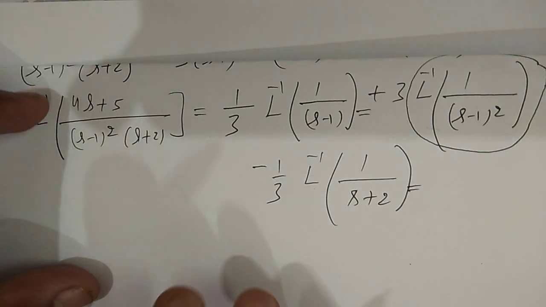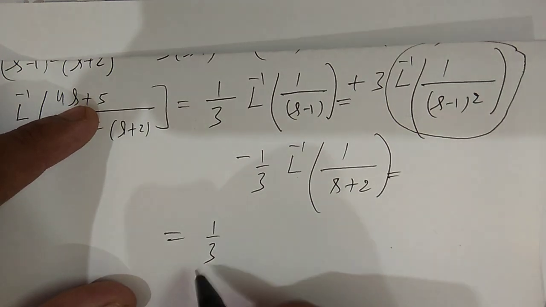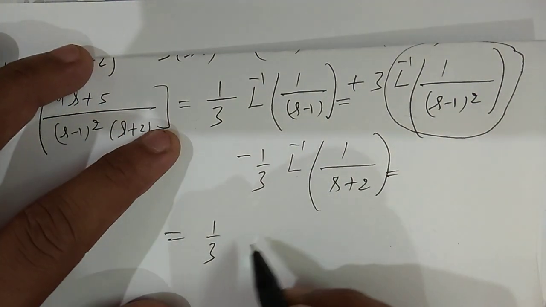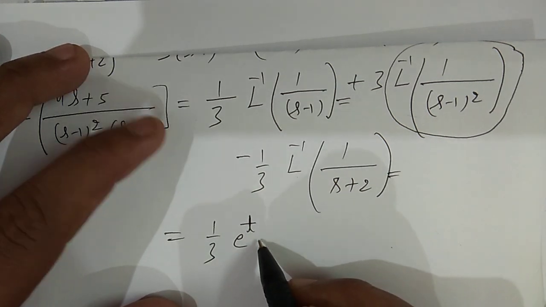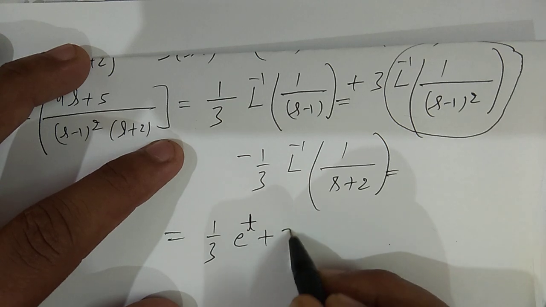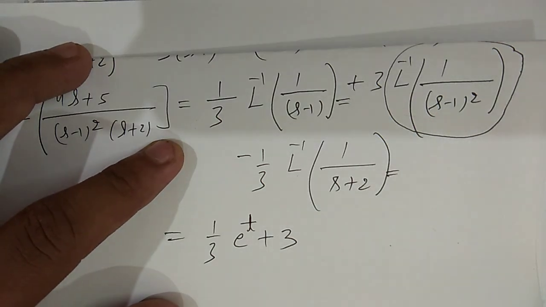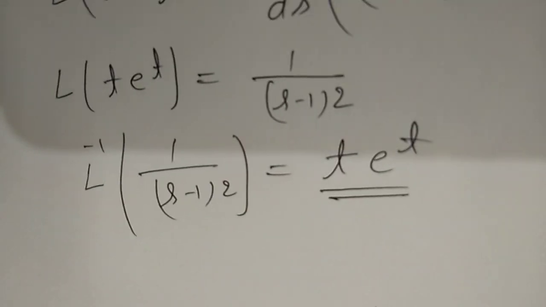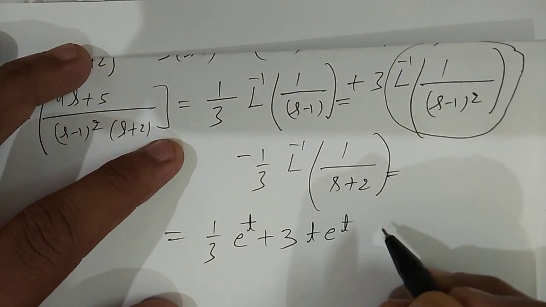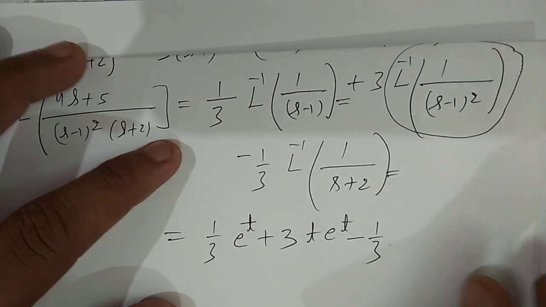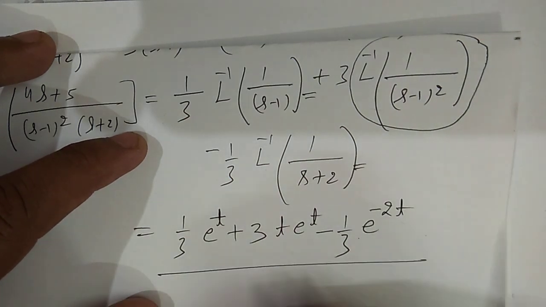Fine. Then the final answer will be, for the first part, 1 by 3 inverse Laplace of 1 upon (s - 1), so e^t, plus 3 into inverse Laplace of 1 upon (s - 1)². Just now I found this is t e^t. So we have the answer: 1 by 3 e^t plus 3 t e^t minus 1 by 3 e^(-2t). So this is the answer.